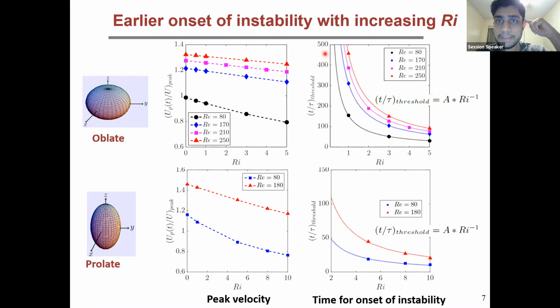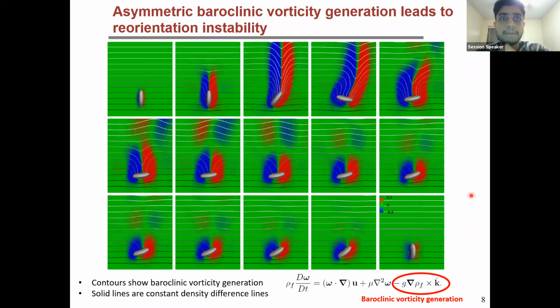And what we observe is this data falls on a single curve, which is basically inversely proportional to the Richardson number for both oblate and prolate spheroids. So this tells us that as we increase the stratification, the spheroids start reorienting at an earlier time, which is inversely proportional to the Richardson number. To explain why the reorientation instability sets in, we basically look at this baroclinic vorticity generation term.